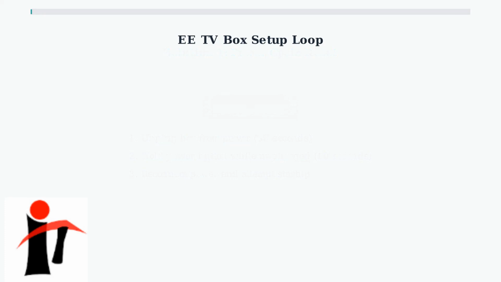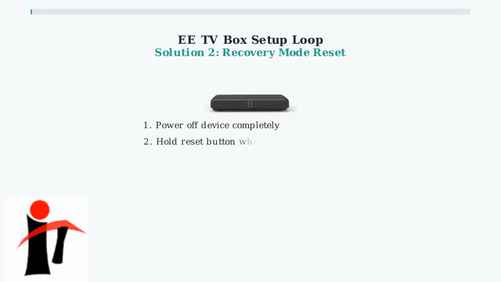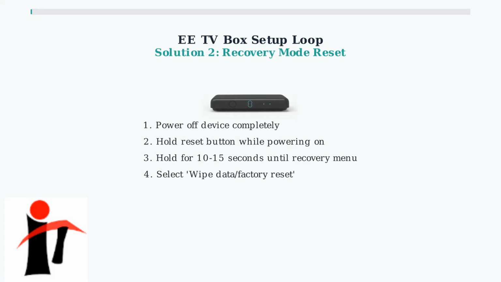If the power cycle doesn't work, try a factory reset via recovery mode. Power off the device completely, then hold the reset button, usually located on the back of the box, while powering it back on. Continue holding for 10 to 15 seconds until the recovery menu appears.